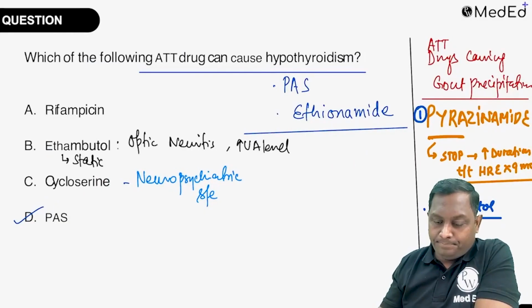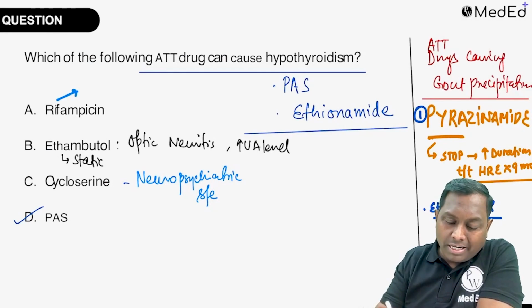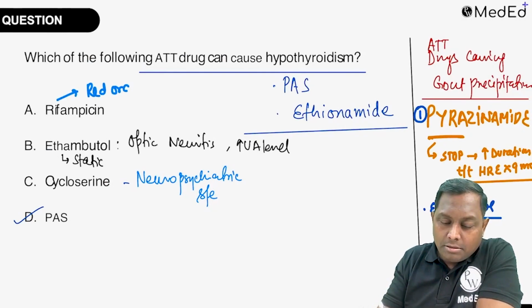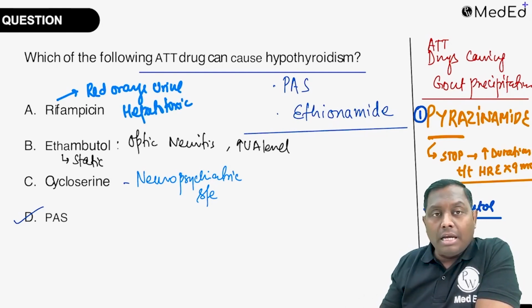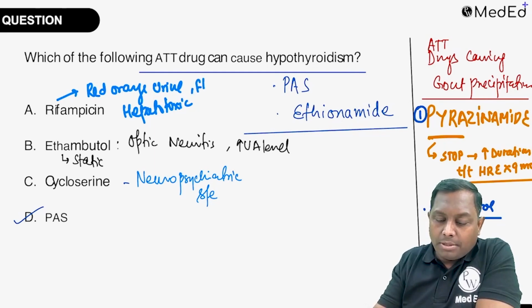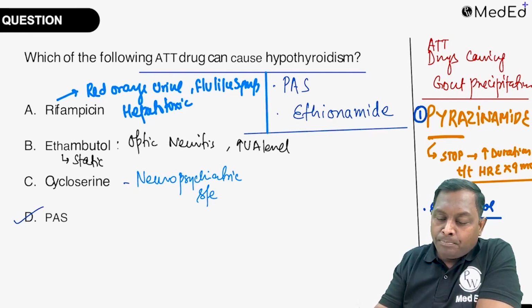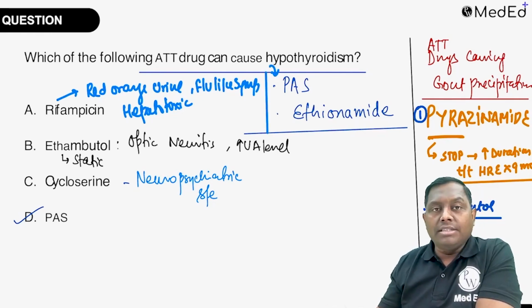pyrazinamide. Rifampicin is going to cause a red orange urine discoloration. They are going to also be hepatotoxic in nature, red orange urine, hepatotoxicity and flu-like symptom. Rifampicin ये वही ड्रग है बच्चे which was mainly a potent enzyme inducer.